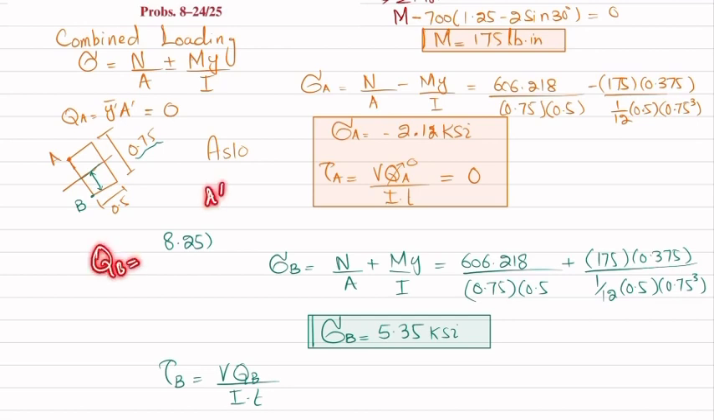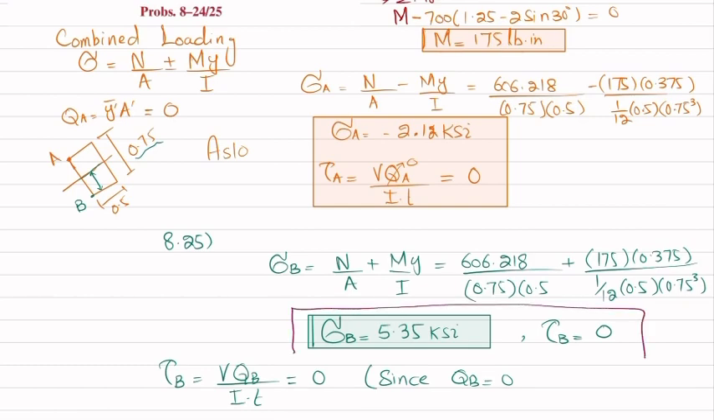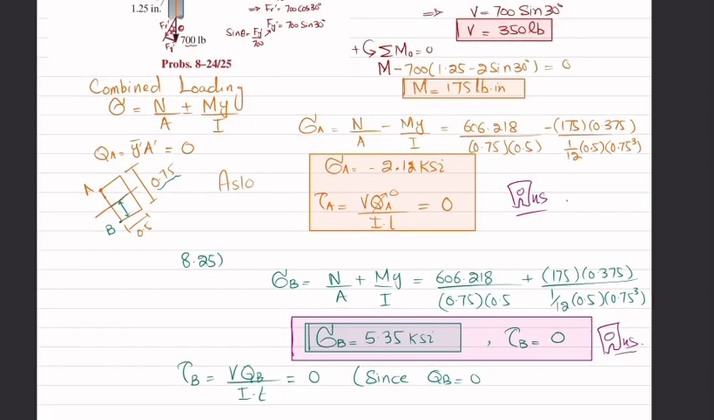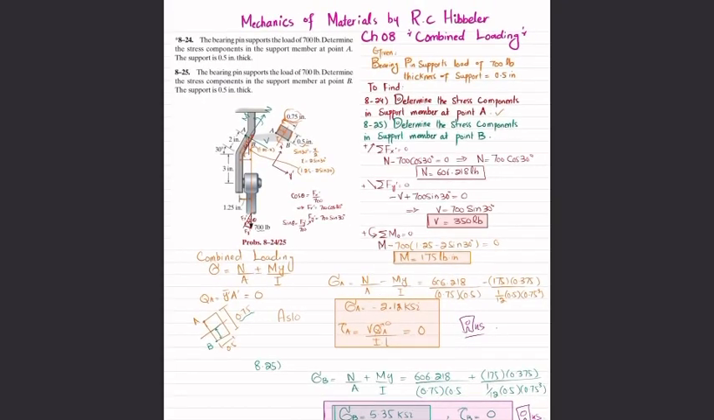It means that QB, which is equal to Y dash bar into A dash, will be equal to 0. Since QB is equal to 0, the shearing stress at point B is equal to 0. And these are the stress components at point B. So the answer of 8.24 is this one, while the answer of 8.25 is this one. And that was all about problems 8-24 and 25.